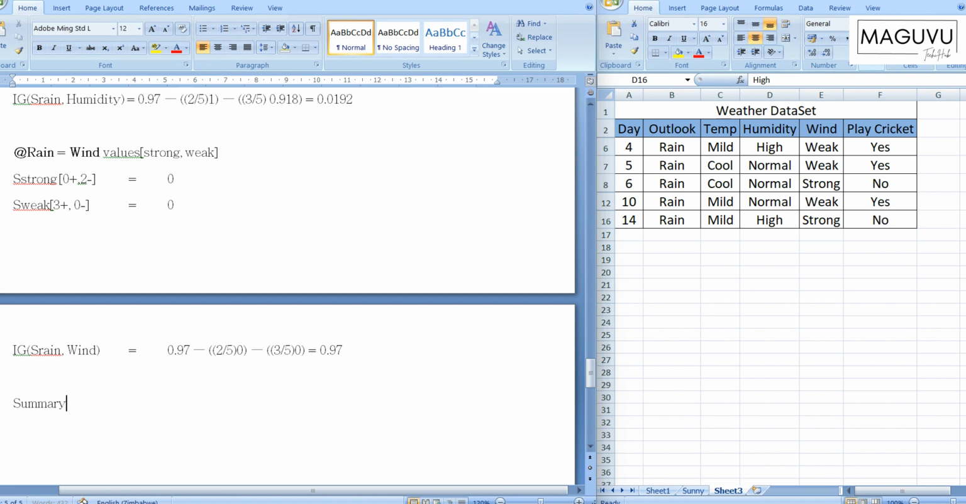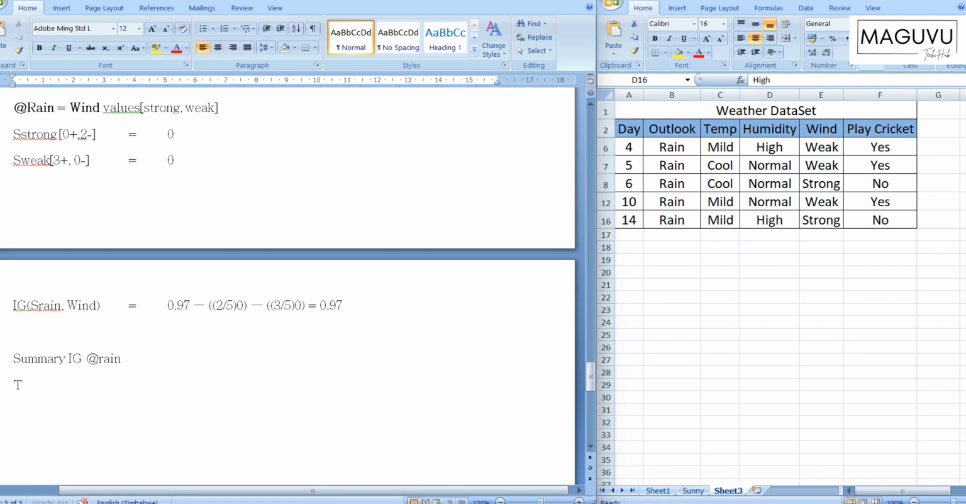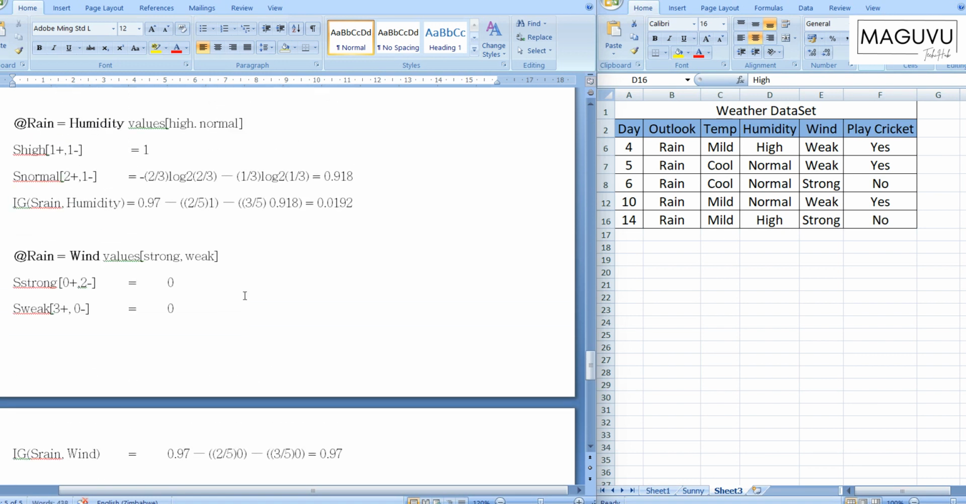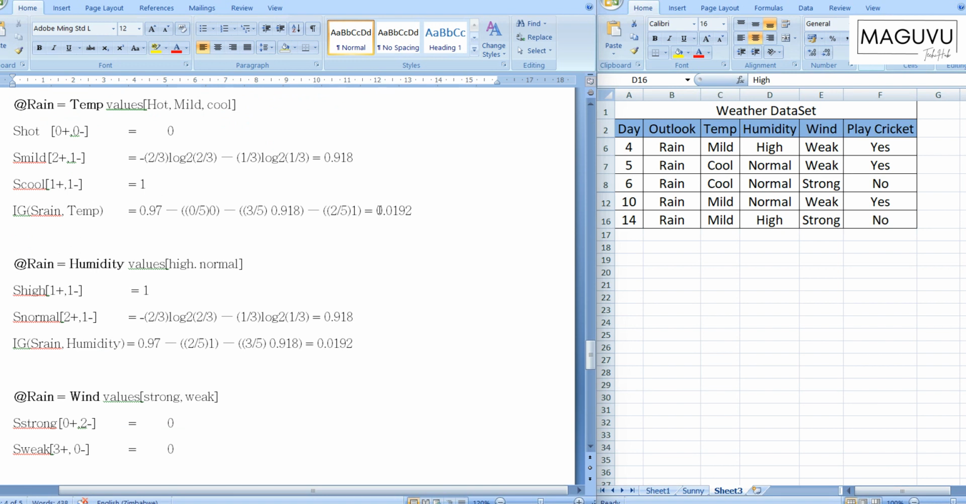Right? So now we have got the 3 values, so let's come up with a summary of information gain while it's at rain. And what are we considering? We are considering temperature. We are also considering humidity, and then lastly we are considering wind. So let's get the value of temperature. Information gain of temperature is 0.